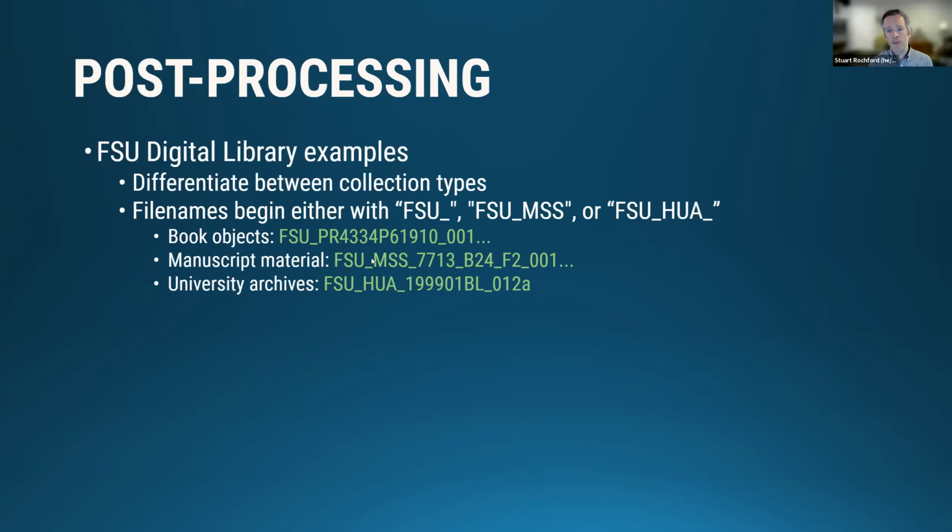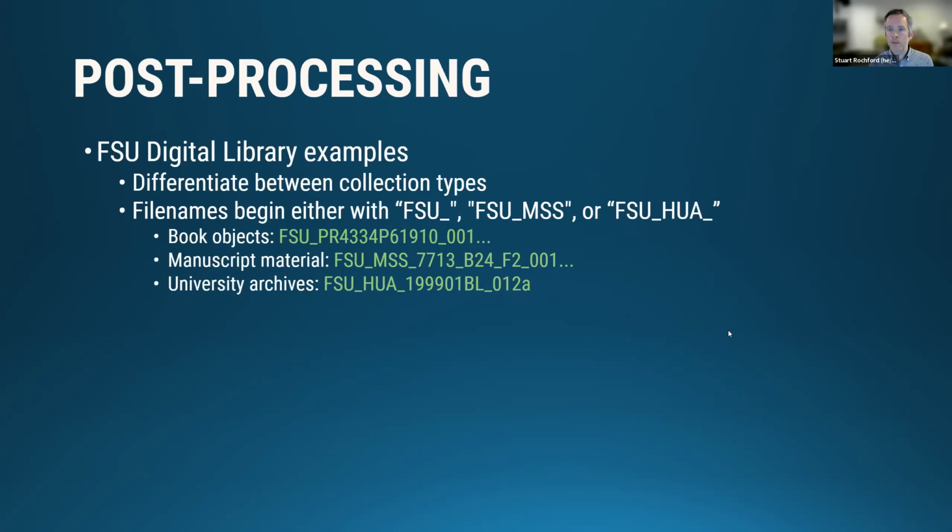And same with the manuscript material. We have the collection number, the box number, box 24, and folder 2. And this is the first item in that set of material. So they know exactly where to go to find out more. And university archives is similar. This is an example from, I think, some negatives or some film. It has the date on it and the name of the binder and the individual image on there. So that will help make things easier.